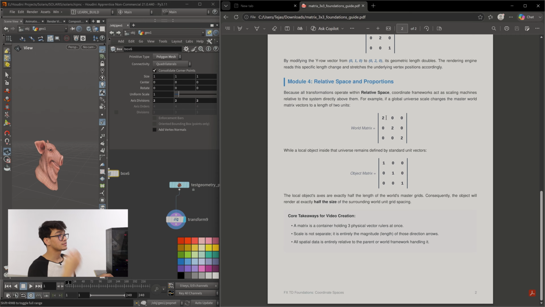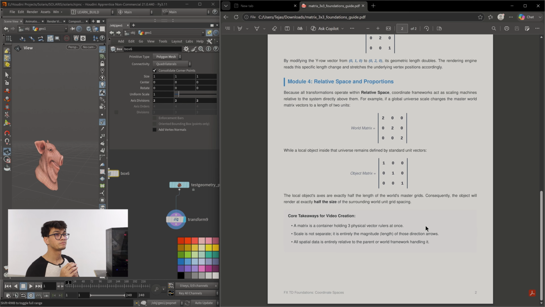So if the world matrix says the unit is now 2, and when you put your object, it will be half the size of the world matrix, right? It will be half the size of the surrounding world spacing. Matrix is a container holding 3 physical vectors. These are special data which we store into one container. We call it matrix, and it is of different types.